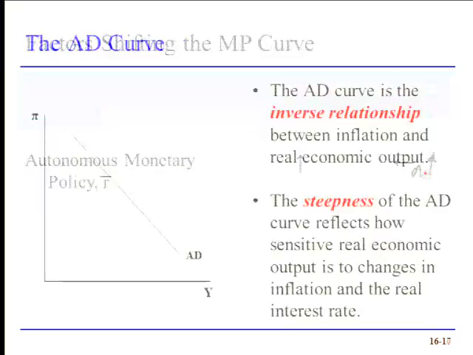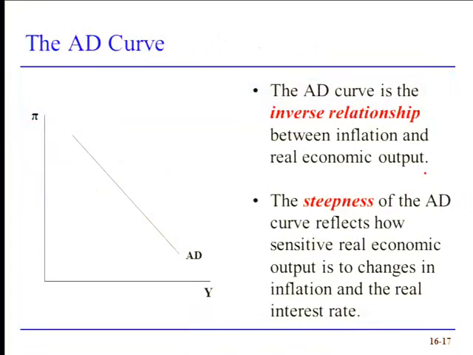Okay, aggregate demand curve. Now, because the aggregate demand curve is built from the IS curve and the monetary policy curve, it's got a lot of complexity to it as well. But again, it's the inverse relationship between inflation and economic output. And again, this steepness shows us how sensitive economic output is to changes in inflation, which also cause changes in the real interest rate. Remember, it's going to be the change in the real interest rate that's going to tell us how much economic output is changing. The whole reason for the inverse relationship: higher inflation leads to a higher real interest rate, and that's what reduces real economic output.